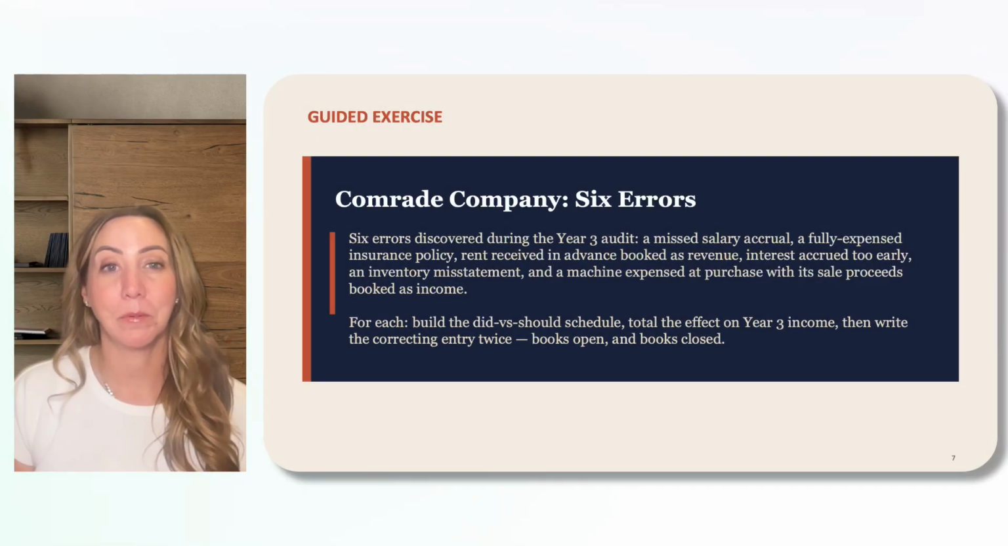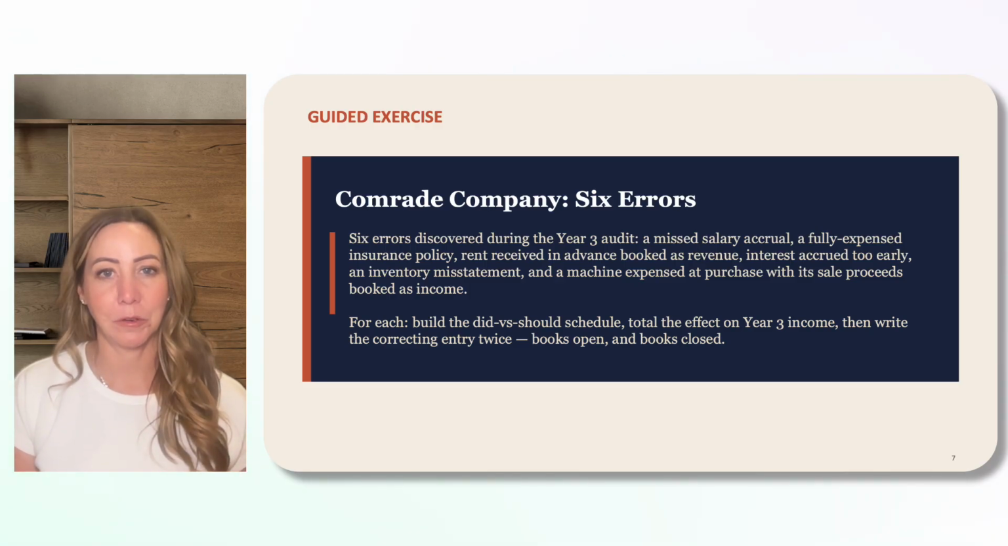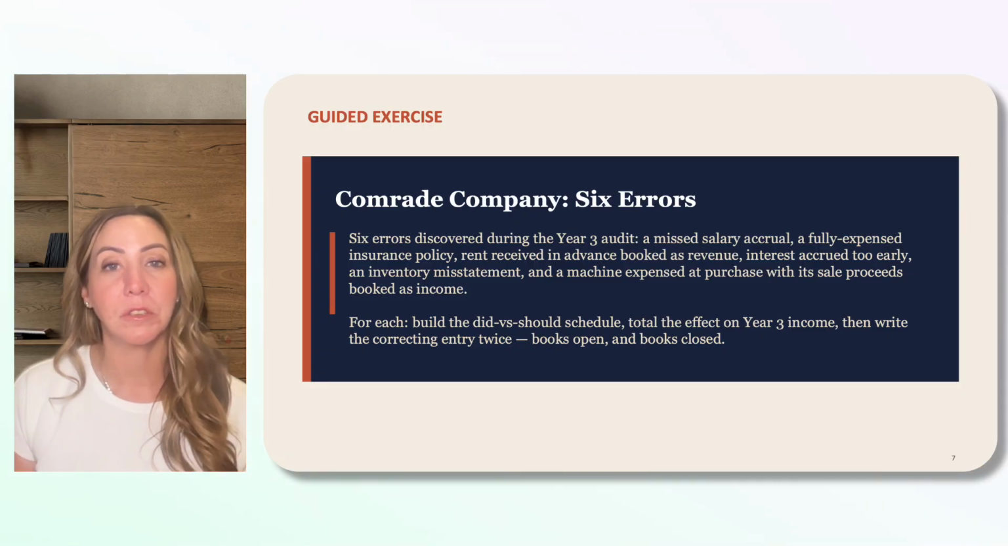Let's look at a few examples. During Comrade Company's Year 3 audit, 6 errors were discovered, ranging from the missed salary accrual to rent collected in advance, booked as revenue.